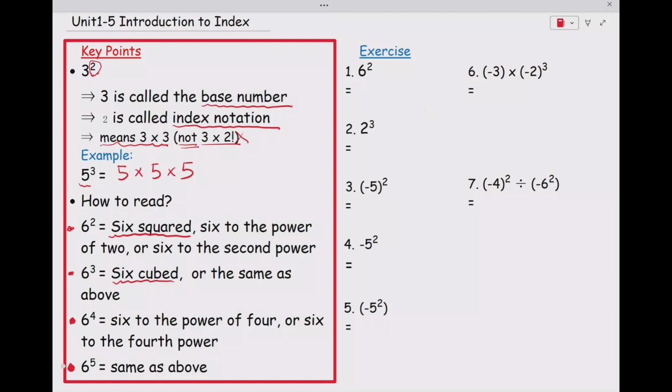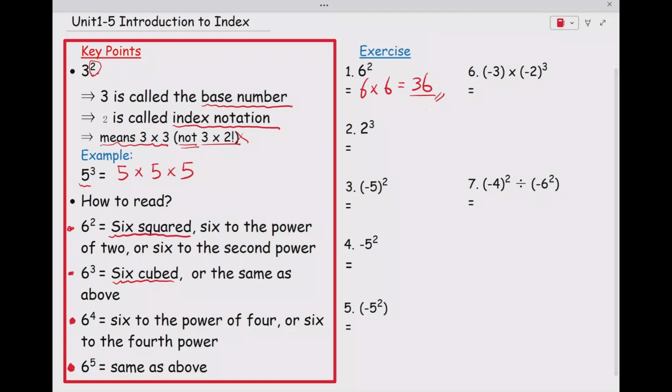Question number 1. 6 squared, or 6 to the power of 2. First, index is a small number on the right shoulder of a base number, and it means that the base number is going to be multiplied for the number of times indicated by the index. Therefore, 6 squared is equal to 6 times 6, which is 36. All good.